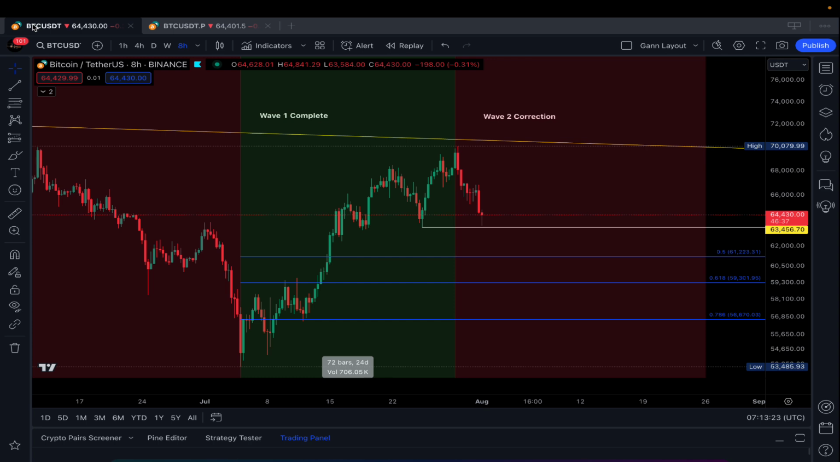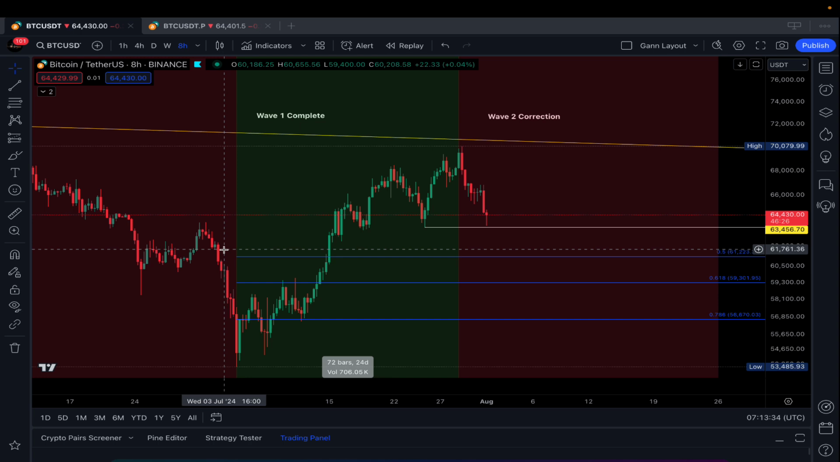I will begin with the higher time frame. This screen is on the 8-hour time frame. Why did I choose the higher time frame? Because on the higher time frame we don't yet have confirmation of a trend change.